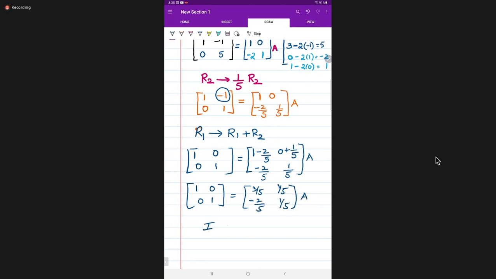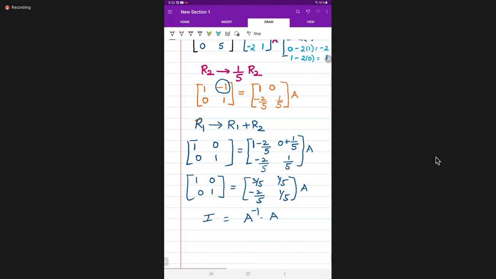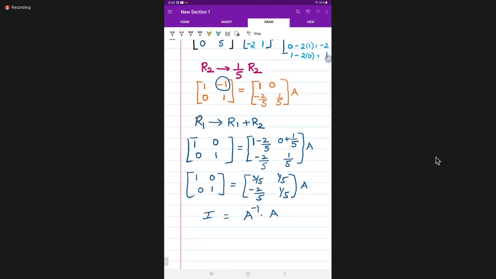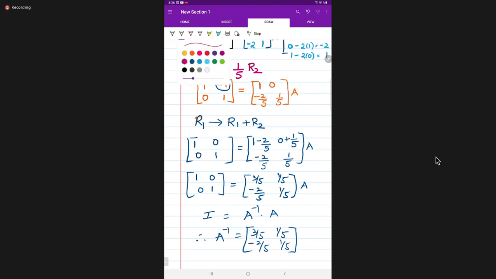Students, this is capital I, this is A inverse into A. Then only we can get A inverse. What is A inverse? 3 by 5, 1 by 5, minus 2 by 5, 1 by 5 is the answer. Any doubt? Is it clear, students?